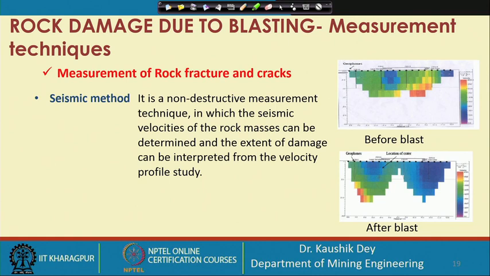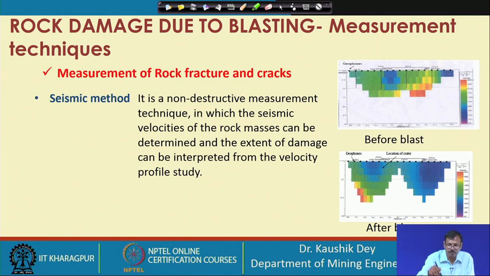Similarly, there are other methods where borehole gas pressure measurements are carried out to understand whether cracks are generated, but that is not that popular.